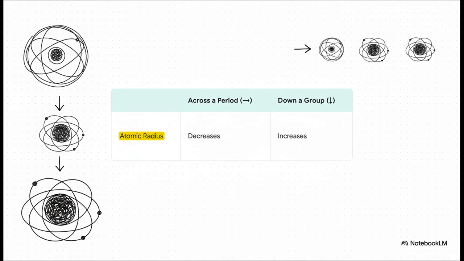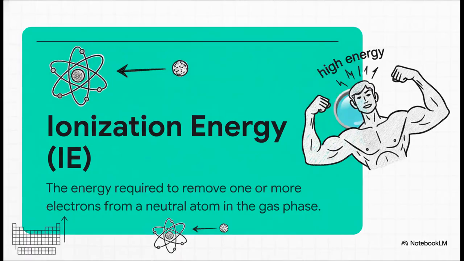But think about it. You're adding more protons to the nucleus, which increases that nuclear grip and pulls all the electrons in a little tighter. But as you move down a column, atoms get way bigger, simply because you're adding whole new shells, or energy levels, of electrons. Next up, ionization energy.